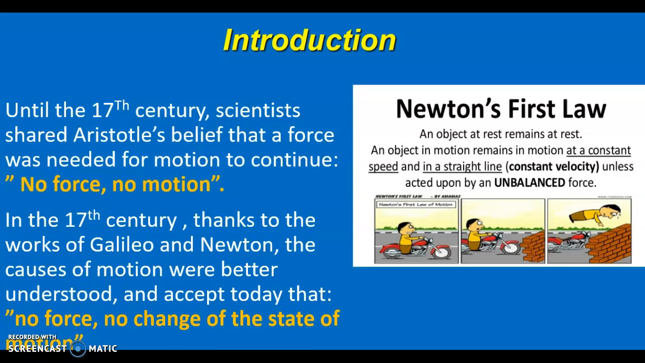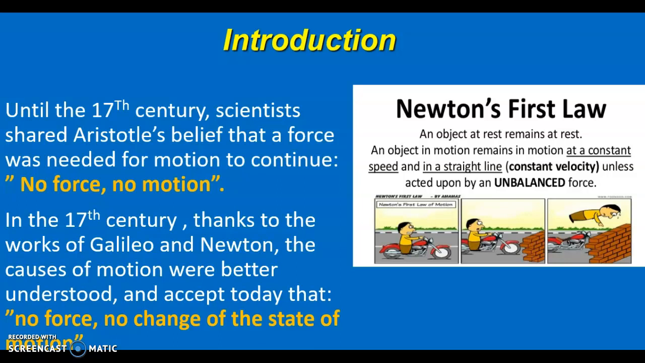However, when this object hits the wall, or this obstacle of blocks, the obstacle exerts a force on the bike, stopping its motion, and that's why the man flies out of his bike. I'm going to explain later on why the man flies in this direction out of his bike. So no force, no change of the state of motion.